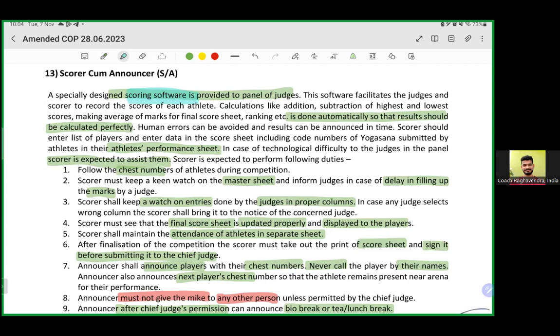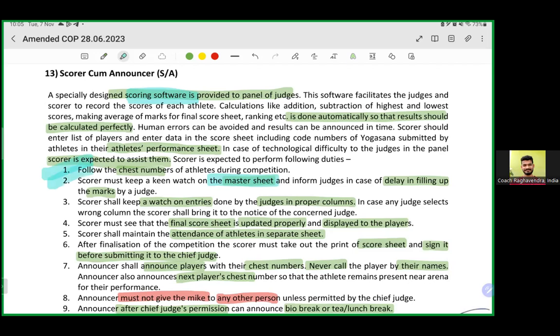So his main work is to see whether the calculations are done properly or not, and he needs to check the chest numbers during the performance. He also needs to watch the master sheet. If you remember, the chief judge is also observing the scores properly. Okay, so if there is any delay in the marks given by any judge, he needs to observe, because unless all judges enter the marks, the score doesn't display on the screen.